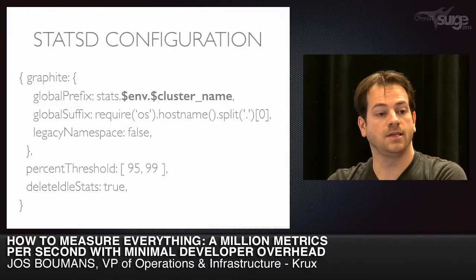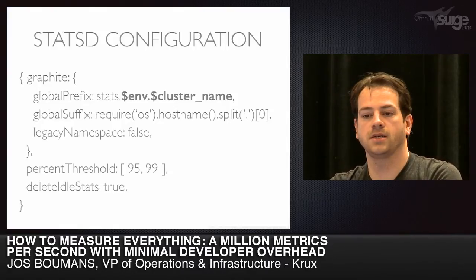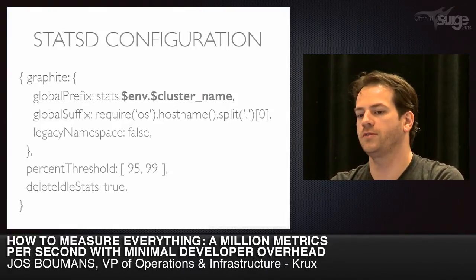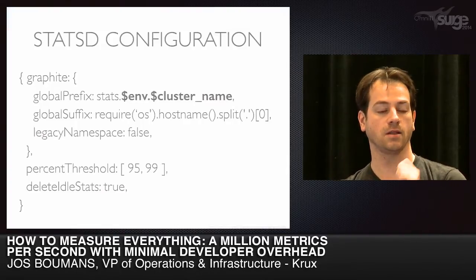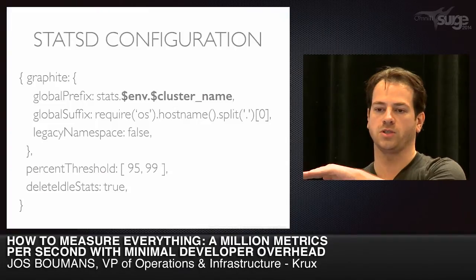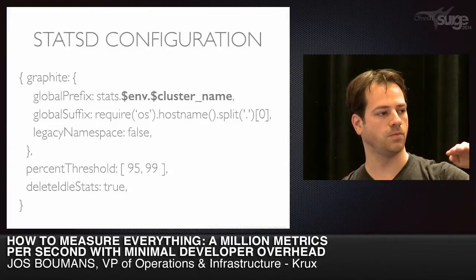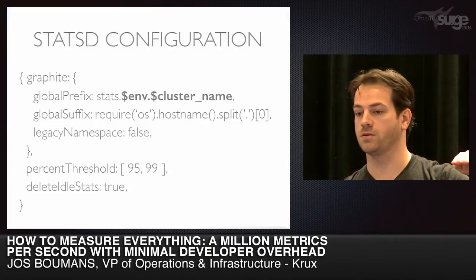Make sure to set delete idle stats to true, because StatsD has an arguable feature that if you ever send a stat ever, it will keep sending zeros for the rest of its lifetime. And that way, you will just get a graph that you keep filling in on the Graphite side full of zeros that were never sent. So we just tell it, if you haven't seen the stat, don't send it.